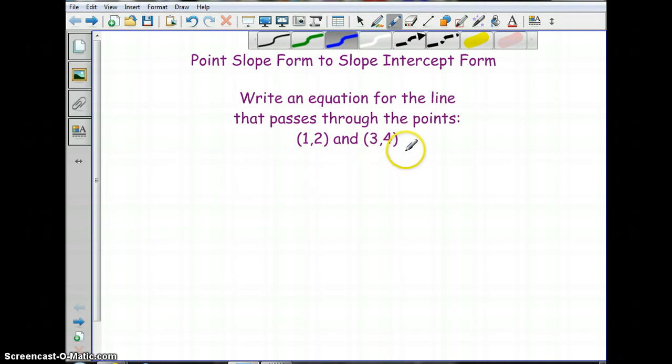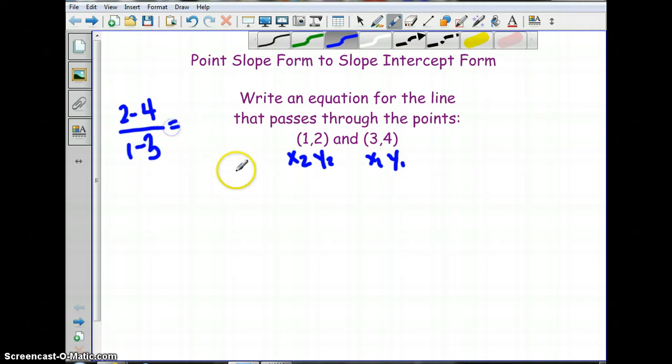You've got to find the slope first. That's your first step. So we have x2, y2, and x1, y1. It doesn't matter, just as long as you assign them. So we have 2 minus 4 over 1 minus 3. So 2 minus 4 is a negative 2, and then 1 minus 3 is also a negative 2. So my slope then is going to be a positive 1.